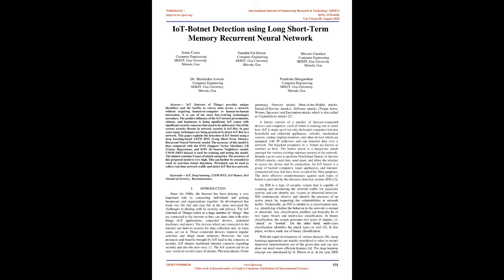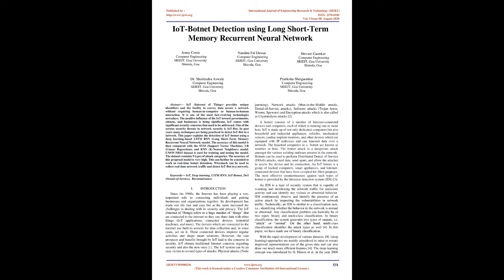An IDS is a type of security system that is capable of scanning and monitoring the network traffic for malicious activity and can identify any vicious or abnormal behavior. IDS continuously observe and identify the presence of an active attack by inspecting the vulnerabilities in network traffic. Technically, an IDS is similar to a classification task, i.e., identifying whether the behavior in the network is normal or abnormal. Any classification problem can basically be of 2 types, binary and multi-class classification.